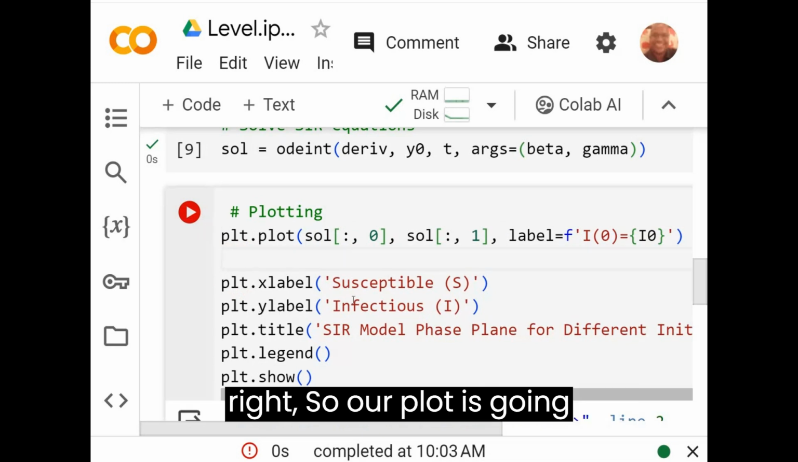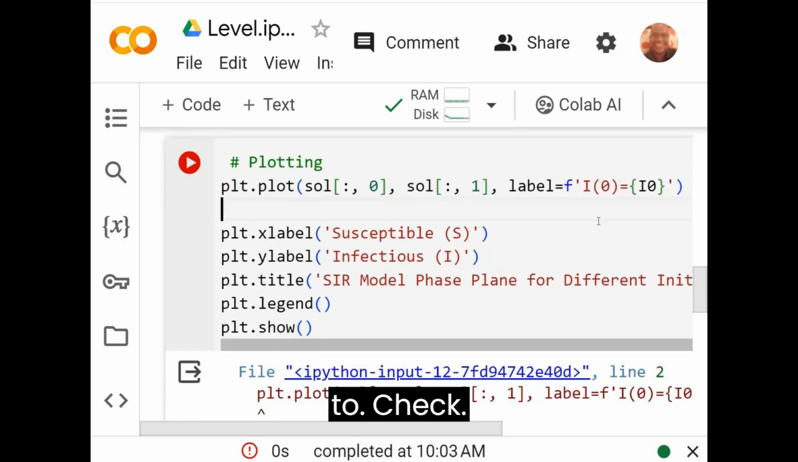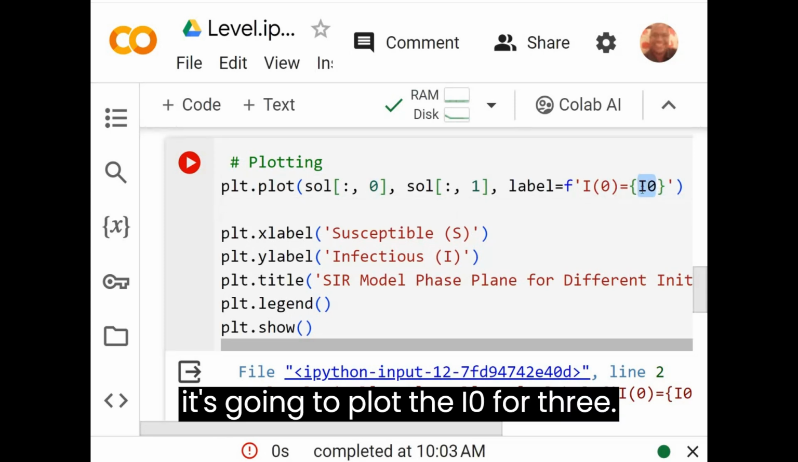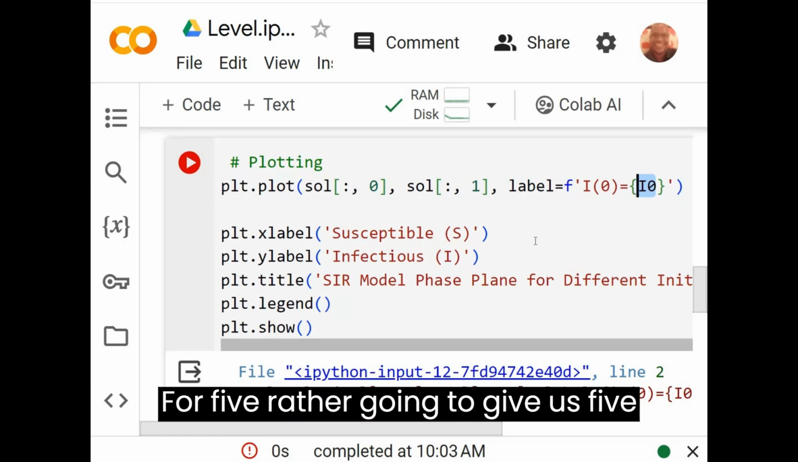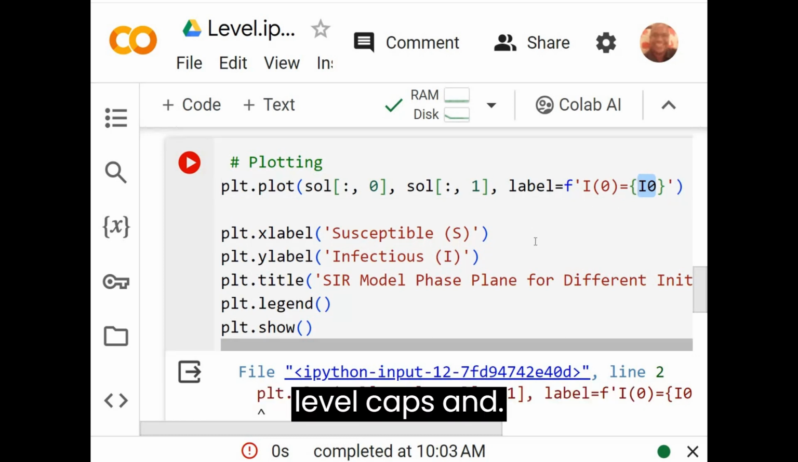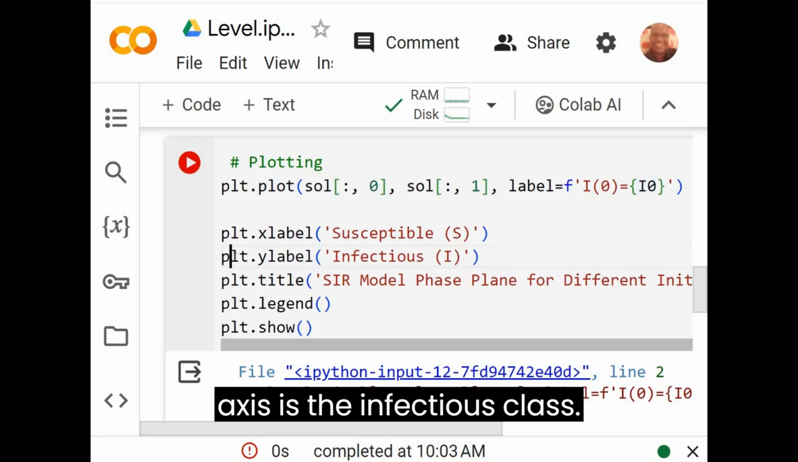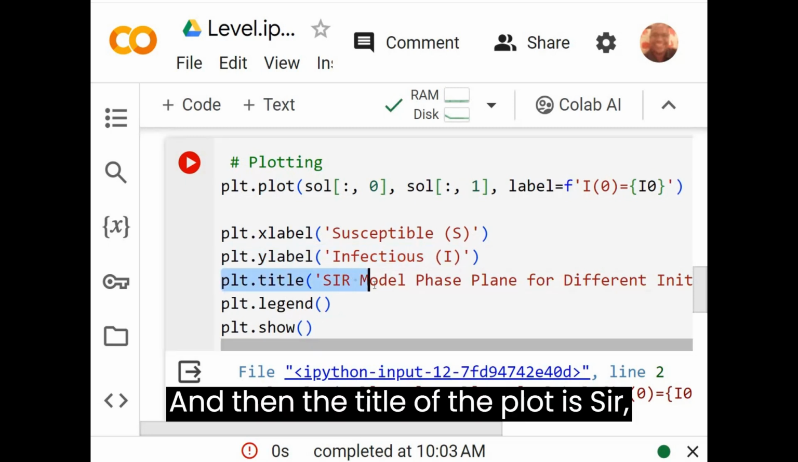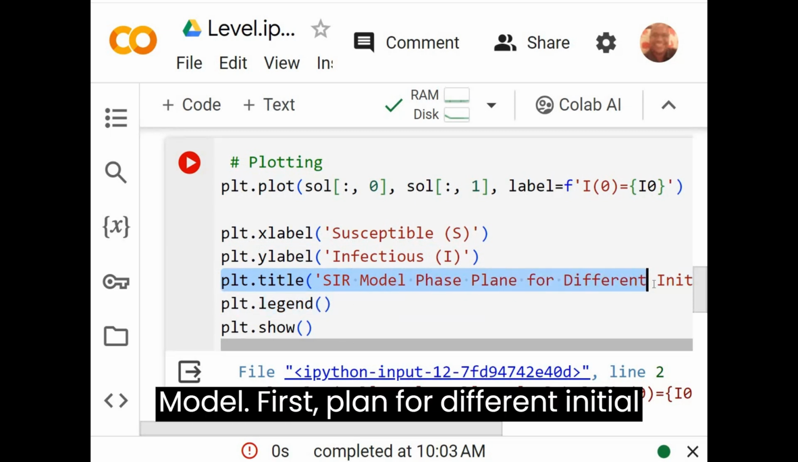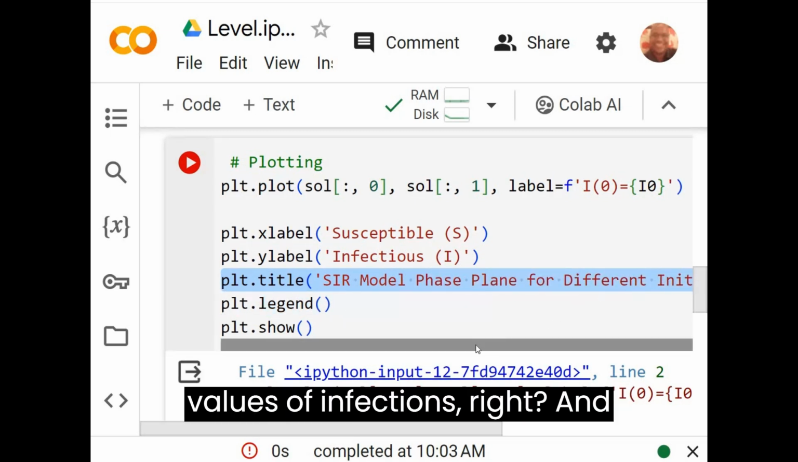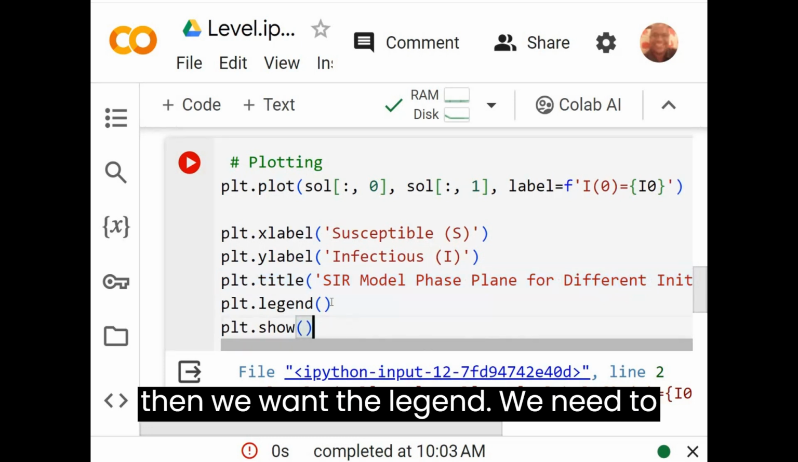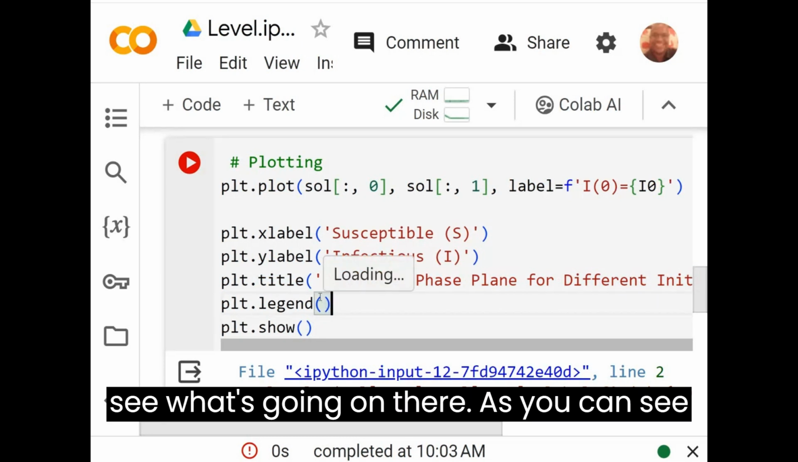All right. So our plot is going to check for I0, and it's going to plot the I0 for 5 values, giving us 5 level curves. The x-axis is the susceptible, the y-axis is the infectious class, and the title of the plot is SIR model phase plane for different initial values of infections, right? And then we want the legend. We need to see what's going on there.